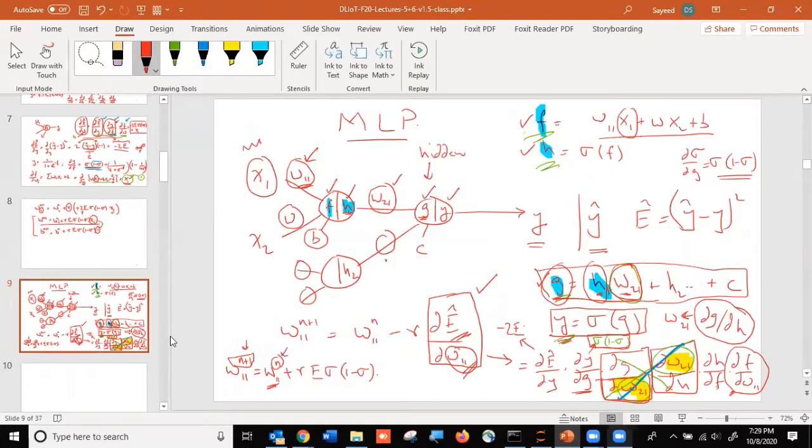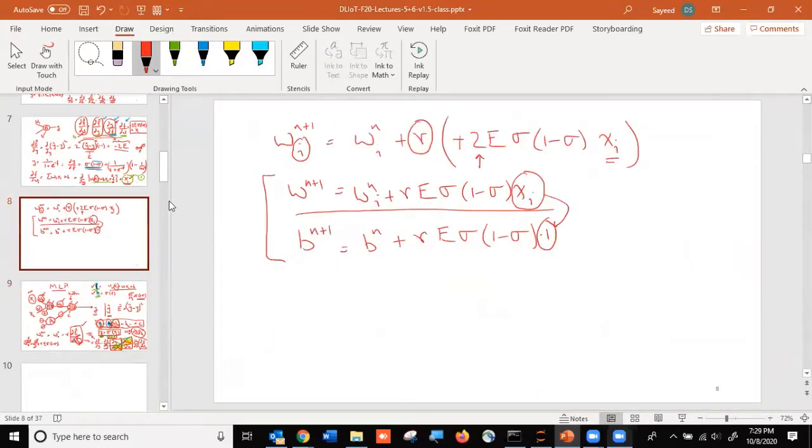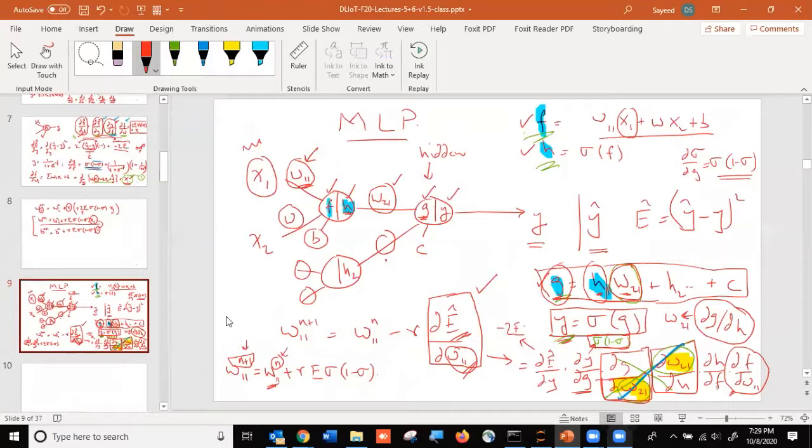This is the old value as we're iterating it. Plus, if you look at the last equation, it was simply R times error times sigma times 1 minus sigma times xi. Okay, so it's going to have a similar form. R times error times sigma times 1 minus sigma is almost the same up till here.